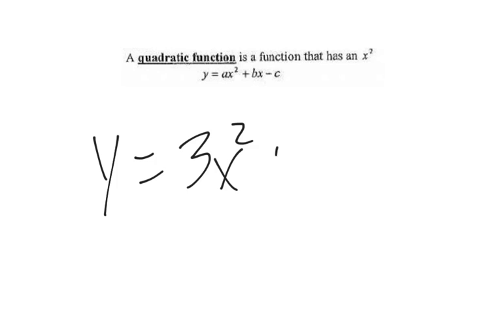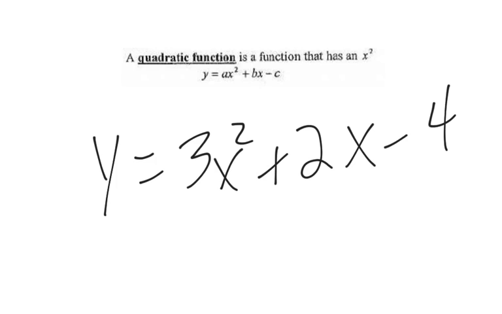Okay, this is for Algebra 1, and this is talking about quadratics and solving them by graphing. Remember that a quadratic function is a function that has an x squared. So an example would be y is equal to 3x squared plus 2x minus 4. We learned previously that the 3x squared is your quadratic term, the 2x is your linear term, and the negative 4 is your constant.